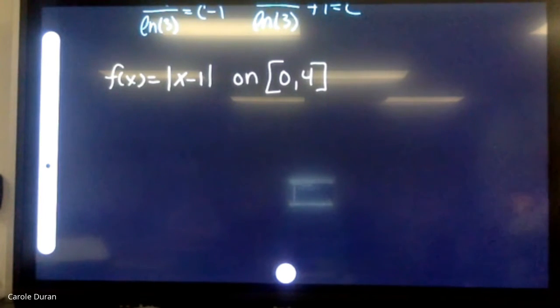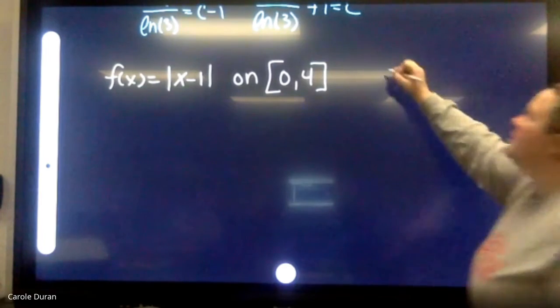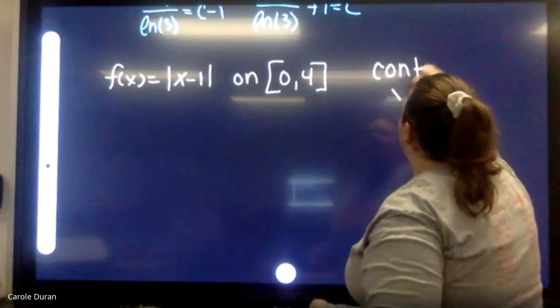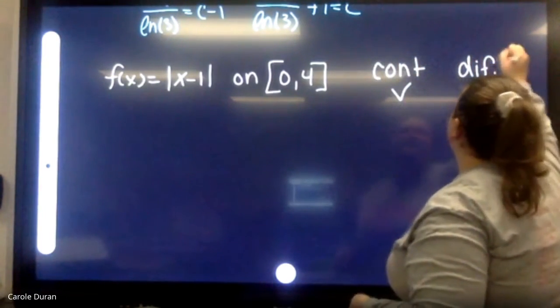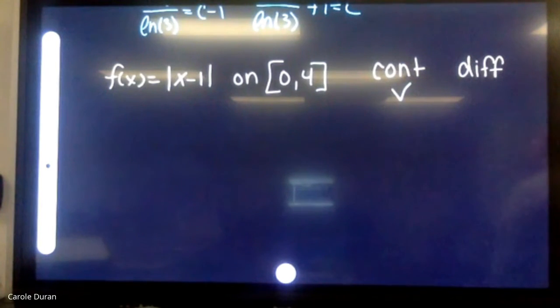What is the first thing I need to do when I'm doing mean value theorem? Check that it's continuous and differentiable. Is this continuous? Yes, it's a polynomial, which means it's always continuous as long as there's no denominator and it's not a piecewise. So continuous is satisfied. What about differentiable? Unfortunately, it's not. How do you know it's not?